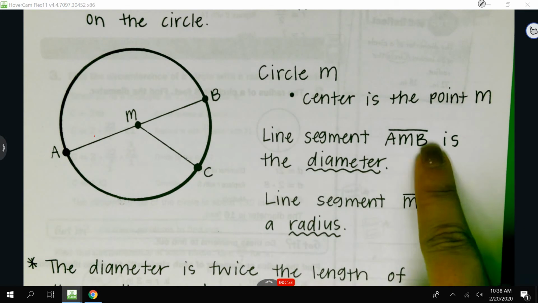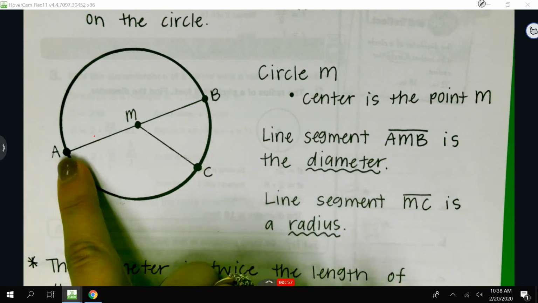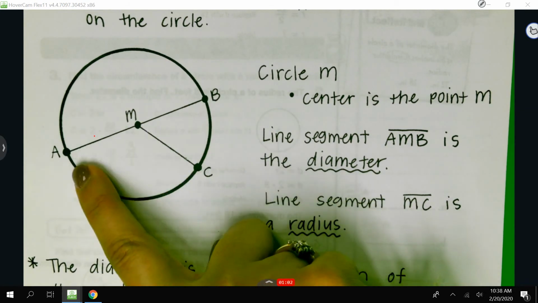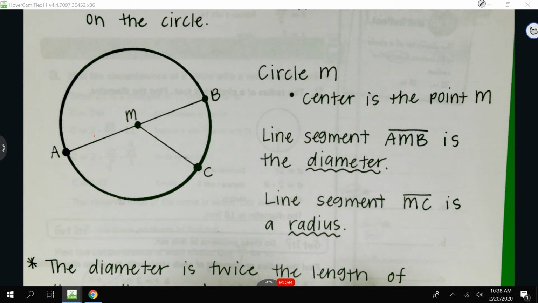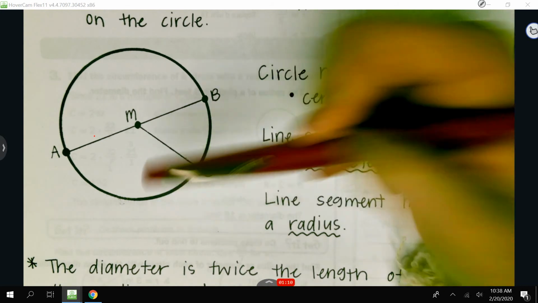Line segment AMB is the diameter. So AMB is this line right here. That's your diameter. It's passing through the center and it's touching on both ends of the circle. Okay. It does not have to be right there. It can be anywhere on the circle as long as it's going through the center.